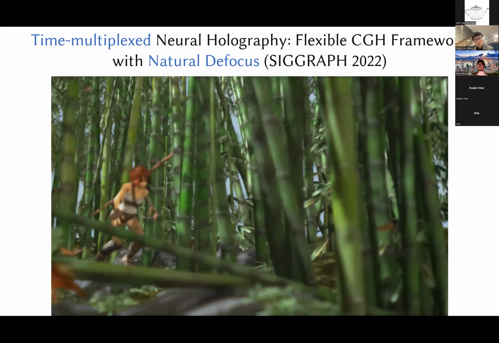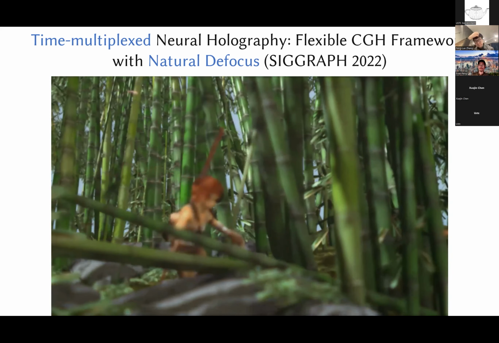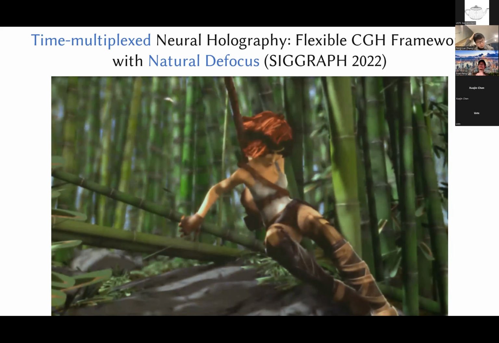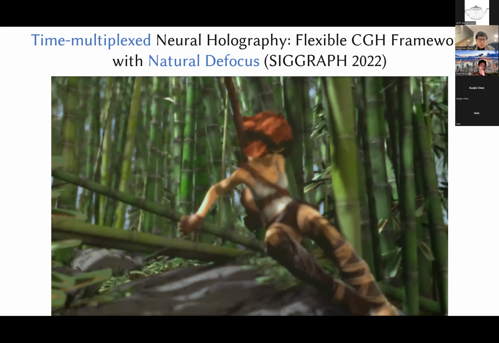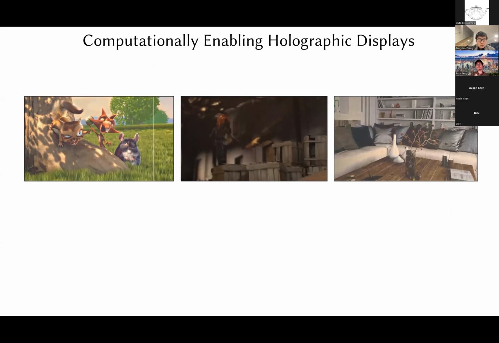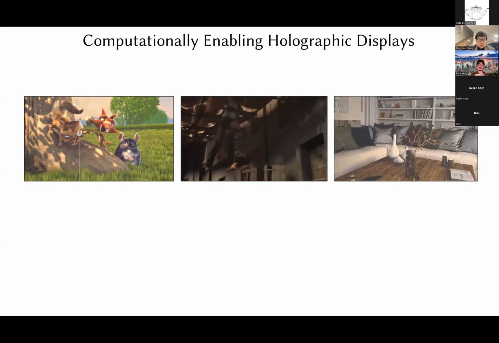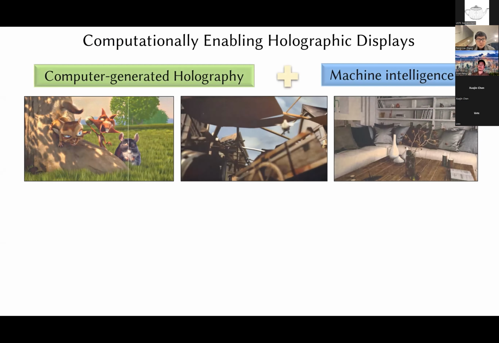And we see that the defocus blur looks much more realistic than any other work, like the bamboo in the background. And this is probably the best full color, high fidelity 3D holographic display today, I would say. Okay, so a brief summary for this part: we try to take first steps to combine classical CGH algorithms and optical systems with modern machine intelligence techniques to address the long-standing challenges of speed and image quality.